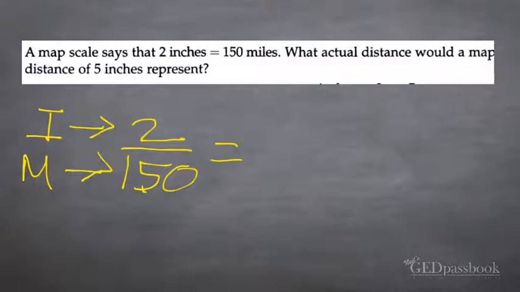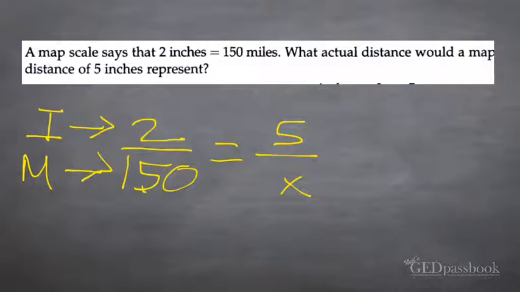So where should my 5 go? Because that's what they're looking for. What actual distance would a map distance of 5 inches represent? Where should the 5 go? Up top, because obviously it even said it, 5 inches, right? So I want to look for the actual miles in real life this map is depicting. So you do the same thing.